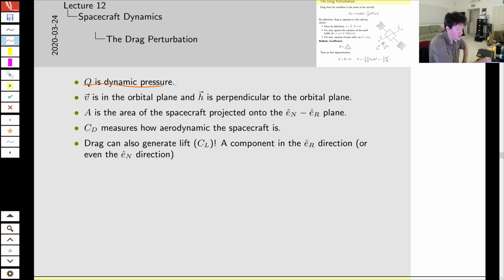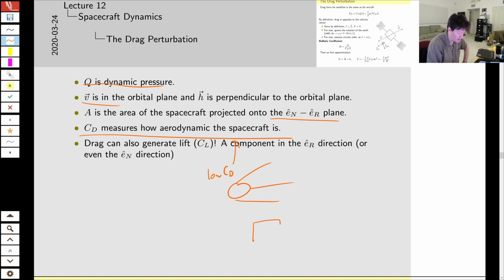Again, q is dynamic pressure. V is perpendicular to the orbital plane, perpendicular to h. A is the area projected onto the plane. Coefficient of drag, well, that will depend actually on how aerodynamic your spacecraft is. So, for example, Sputnik or something like that, right, has a low CD, and something like this with say solar panels has a high CD.